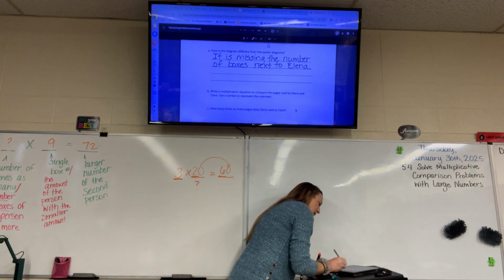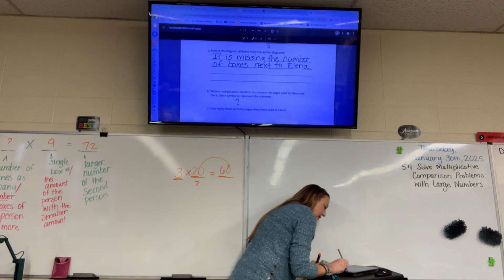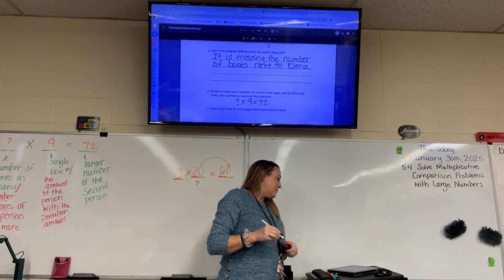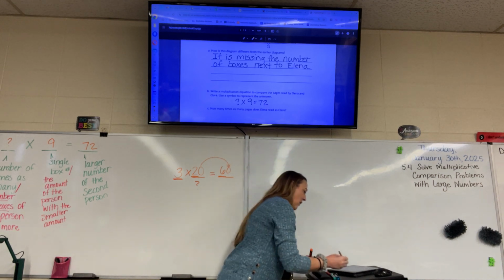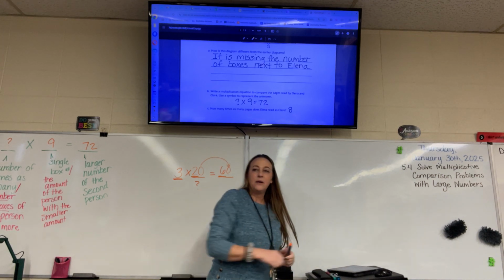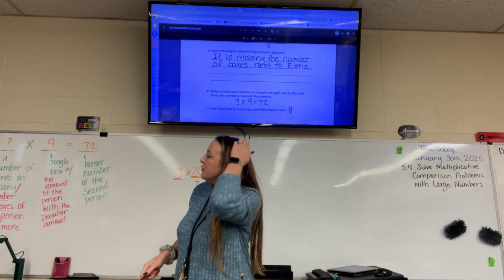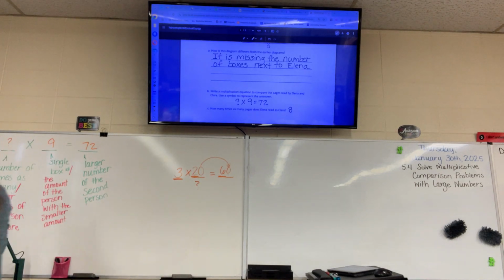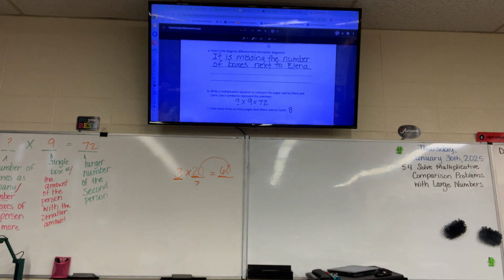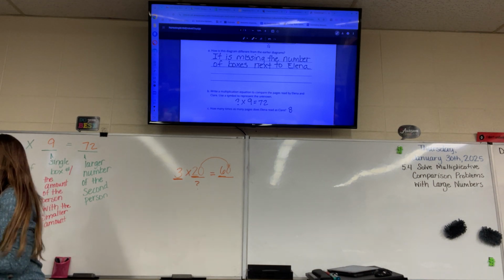The multiplication equation needs to be question mark times 9 equals 72. How many times as many pages does Alina read as Claire? Evan? 8. Yes. It could be 6 too, right? No. So the only number you can multiply 9 times and get 72 is 8. So if we go to our multiplication table, and we go to the 9, which we have, and we go to the 72, which we have, what's missing is the 8.